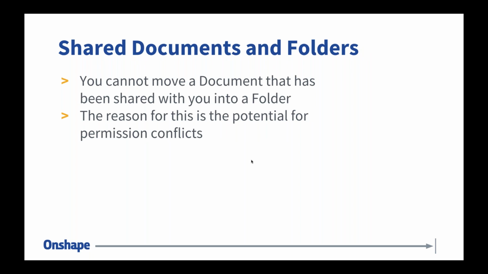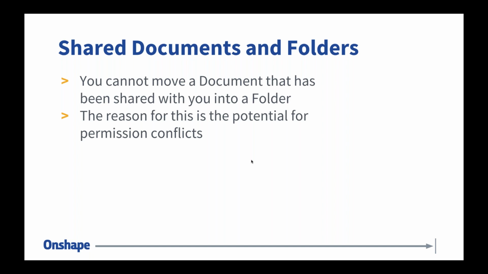So I showed you earlier how you can right-click a document in the Documents page, and you can choose the option to Move To. So you right-click the document, say Move To, and then choose the folder that you want. What you'll notice is you can't do that on documents that have been shared with you. The reason for that is, remember, when you move a document into a folder, you're also inheriting all the permissions of that folder. And you can't do that with a shared document, right?